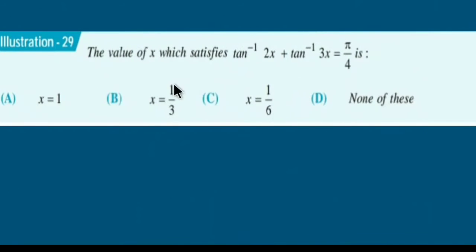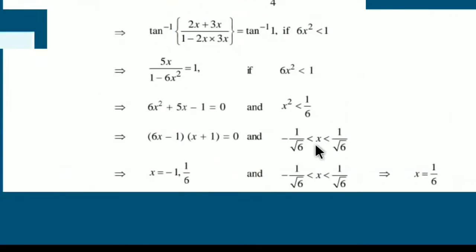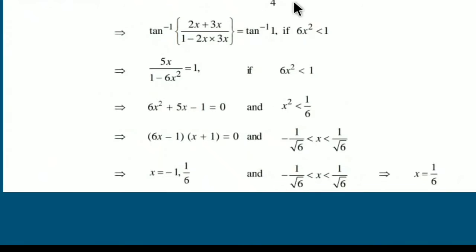So let's see another question. The new illustration is still applying the tan inverse x plus tan inverse y formula type structure. The value of x satisfies tan inverse 2x plus tan inverse 3x equal to pi by 4. You can pause the video and try to get the solution by yourself, and then come back to the video and watch it. So let's see the solution. Tan inverse x plus tan inverse y, here applying 2x plus 3x upon 1 minus x into y, that is tan inverse 1 for pi by 4.